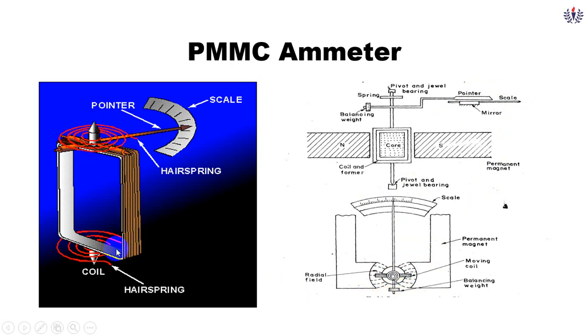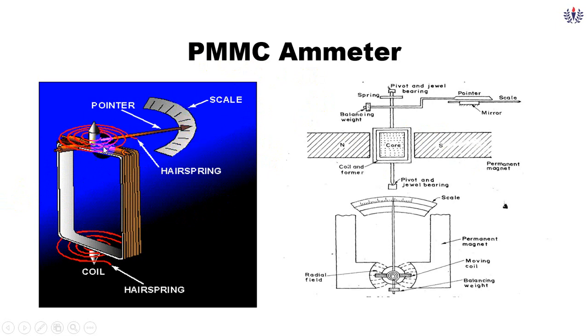So there is a wooden former. On the wooden former, we have wound the coil. This coil is actually moving, so we call it a moving coil. On both sides, we have two magnets. That's why it is known as a permanent magnet moving coil ammeter, and we have a scale.